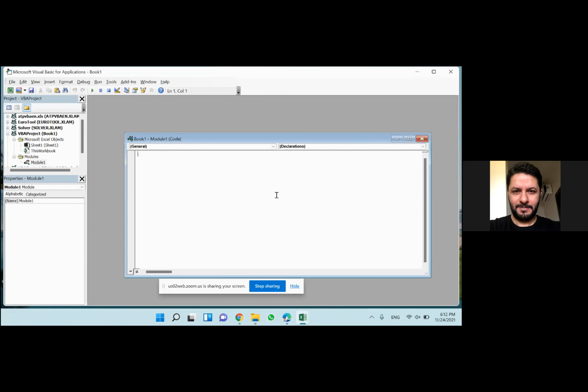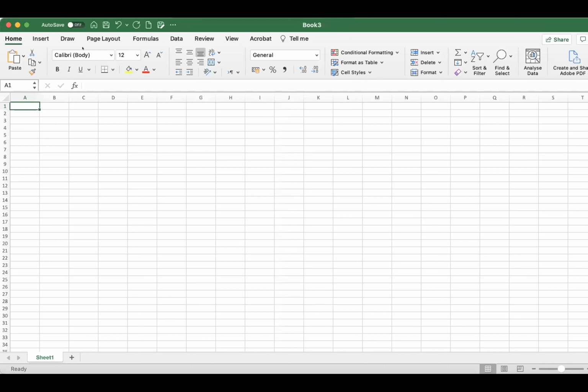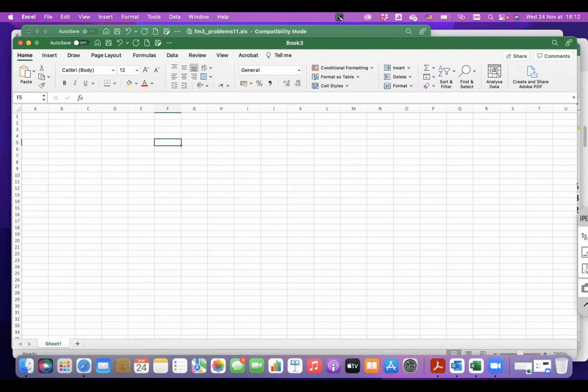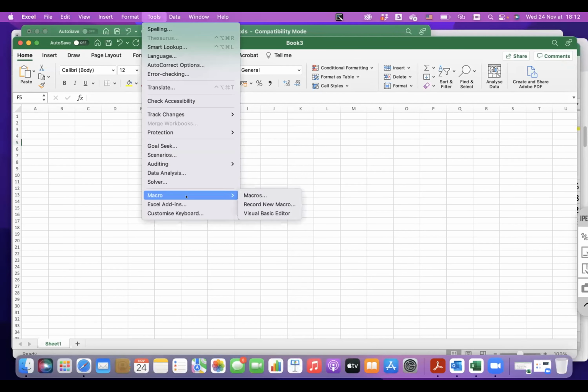Now, for those who have Mac, we go here to tools, share. We open your book, right? You go to tools here, click on tools and go to macro, then Visual Basic Editor.